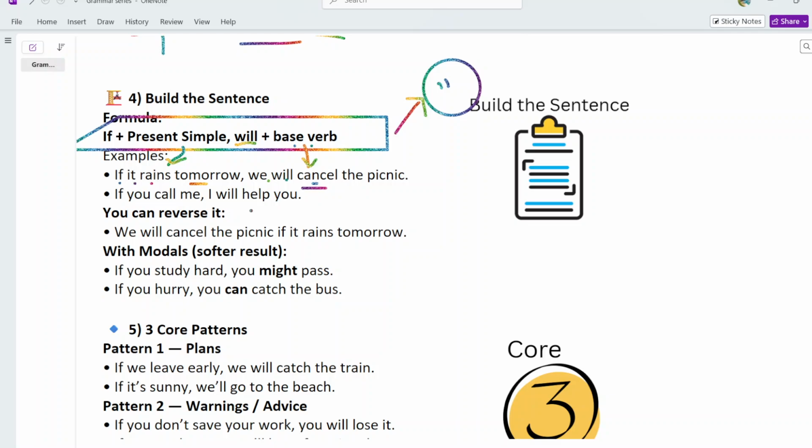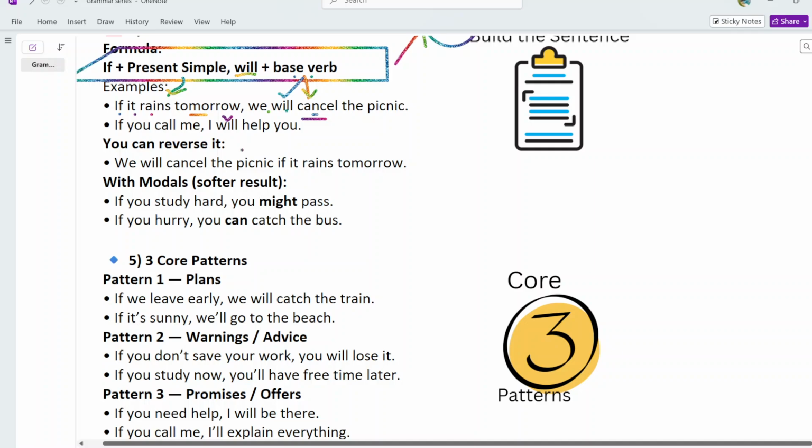If you call me, I will help you. So there is a prominent use of the auxiliary verb will. Correct? Now you can also make one tiny adjustment here. You can always reverse the whole thing. That is, we will cancel the picnic if it rains tomorrow, right? A pretty basic sentence also.